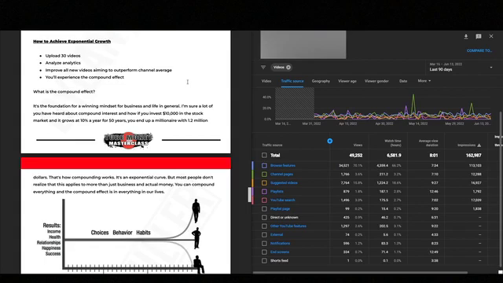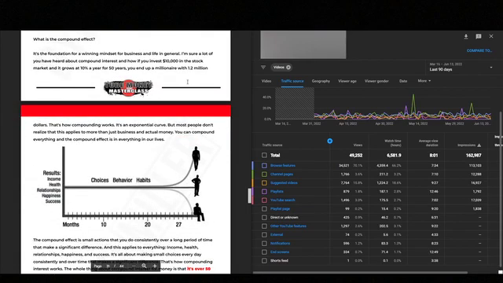So what is the compound effect, right? The compound effect is the foundation for a winning mindset for business and life in general, right? I'm sure most of you have probably heard about compound interest, and if you invest $10,000 in the stock market and it grows at 10% a year for 50 years, you'll end up a millionaire with $1.2 million, right? That's how compounding works. It's an exponential curve. But most people don't realize this applies to more than just business and actual money, right? You can compound everything, and the compound effect is in everything in your life.